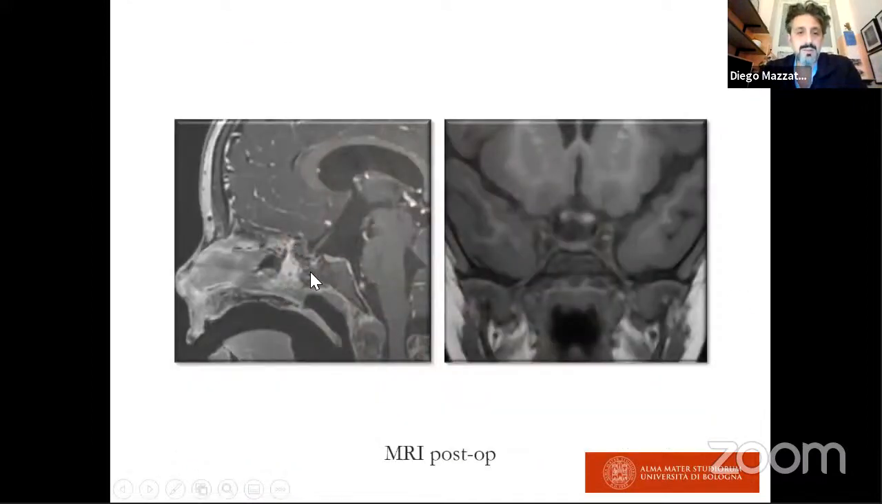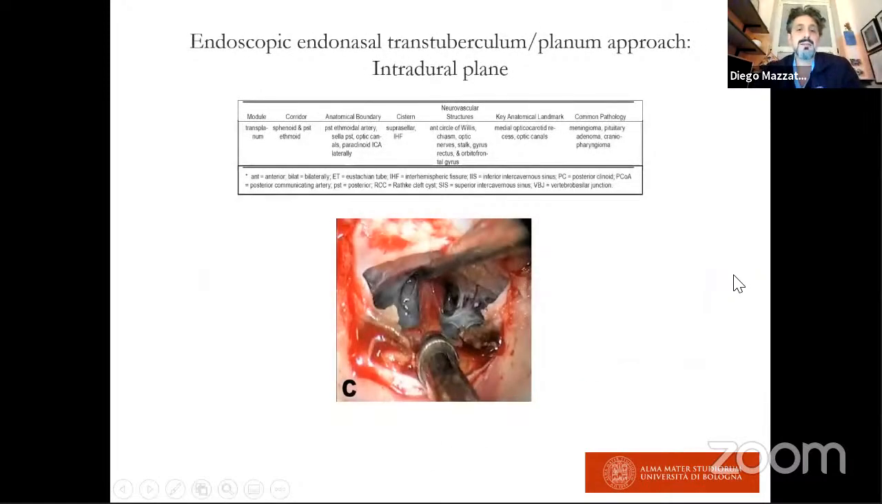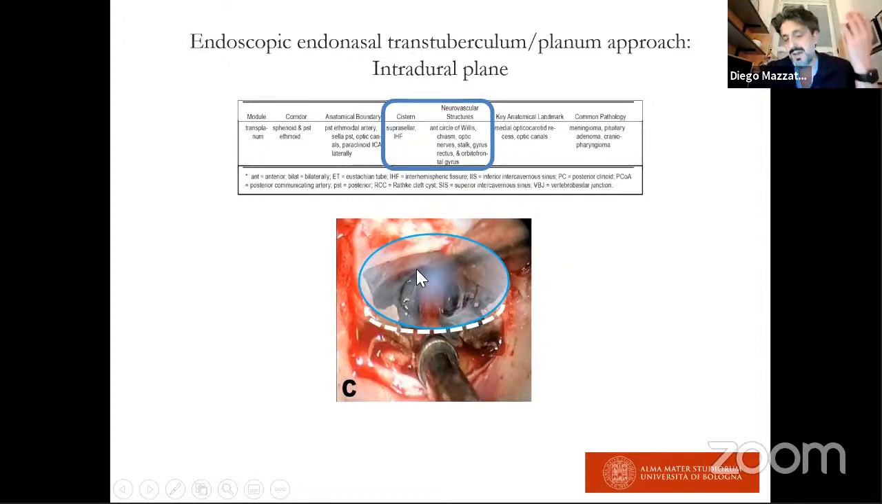This is the post-operative MRI. As you can see, it's not necessary to remove all the bone, but just to work with a two-hands technique. In the intradural plane, there are other more important structures: the suprasellar system and the anterior circle of Willis, chiasm, optic nerves, stalk, and in case of very large lesions, gyrus rectus and orbitofrontal gyrus.